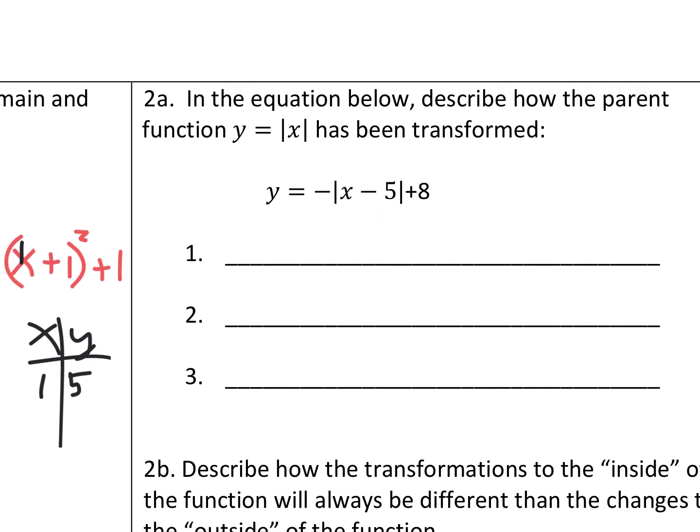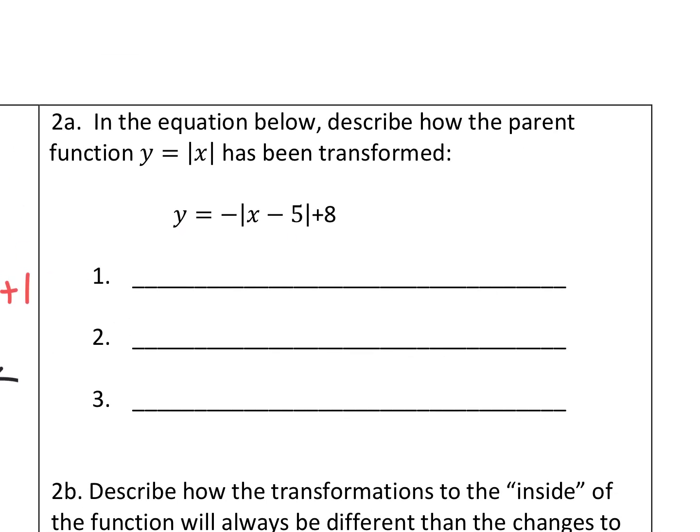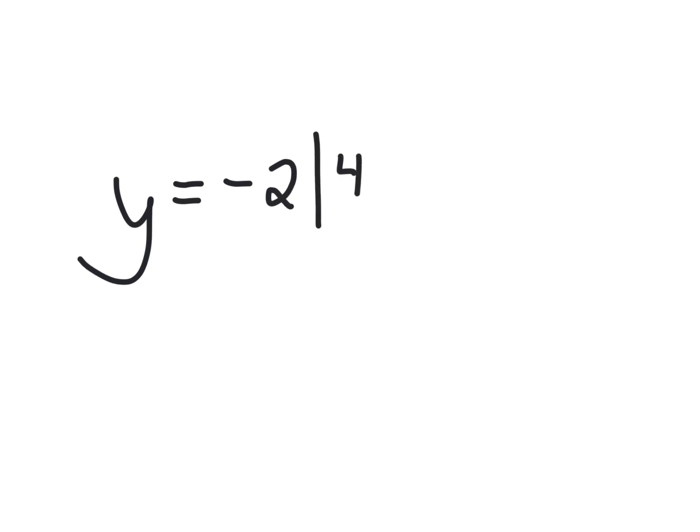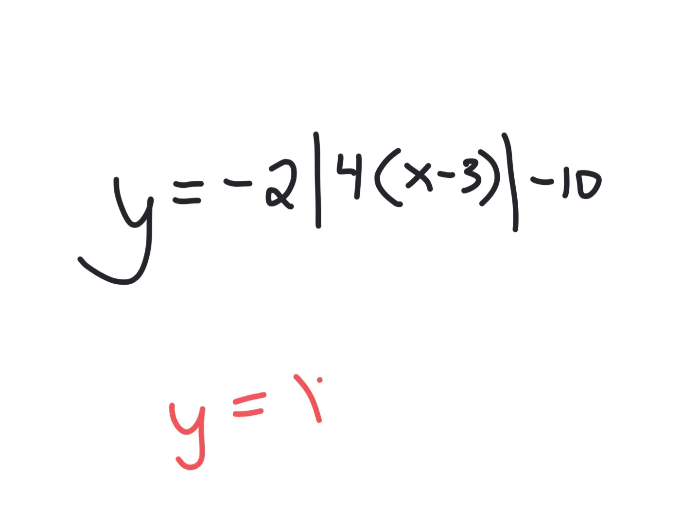All right. Now, this is asking about transformations. I want to give you a master list of all the transformations that we could test you on in one problem. We would never have one that's this dense, but I'm going to give you one right now. y = -2|4(x - 3)| - 10. Now this was an absolute value at heart, the parent function y equals absolute value of x. But do you agree it's been transformed a lot?